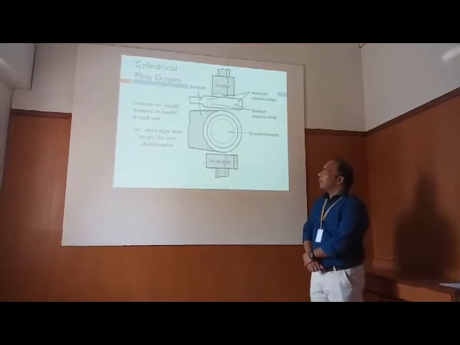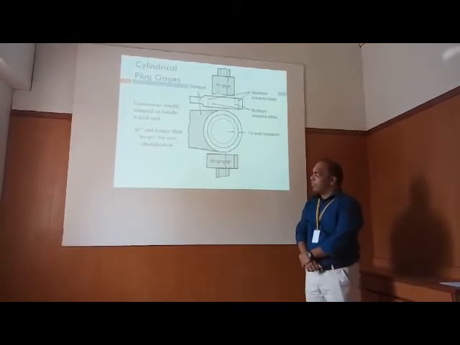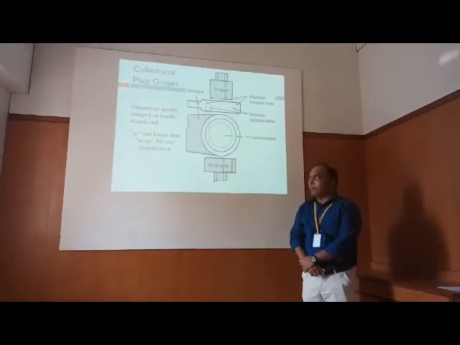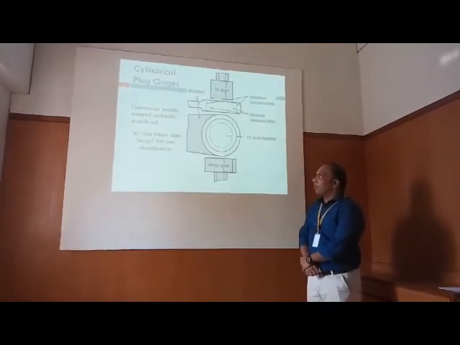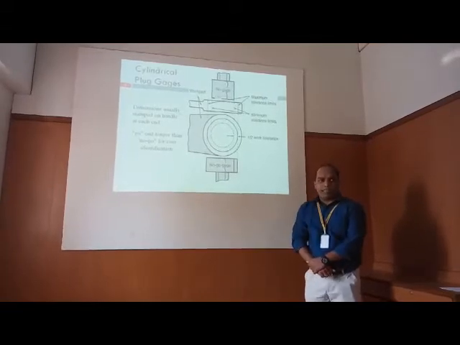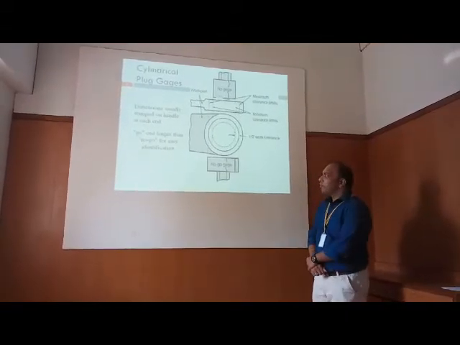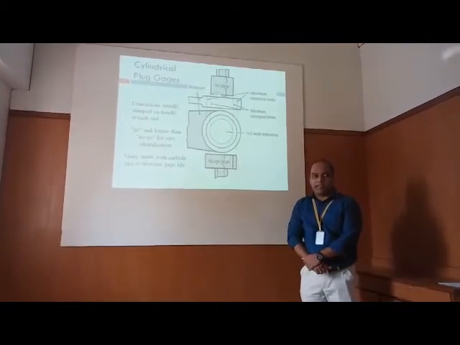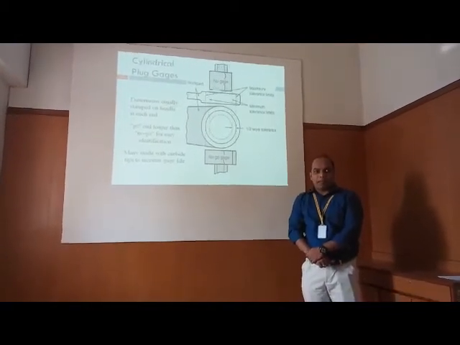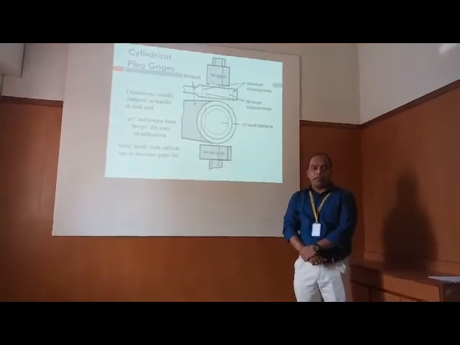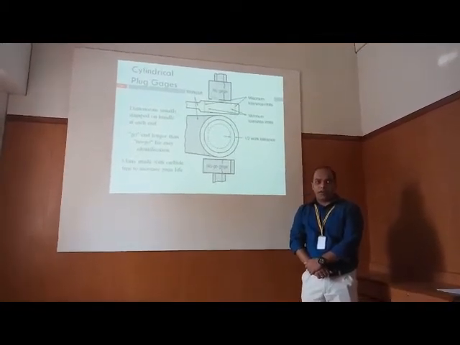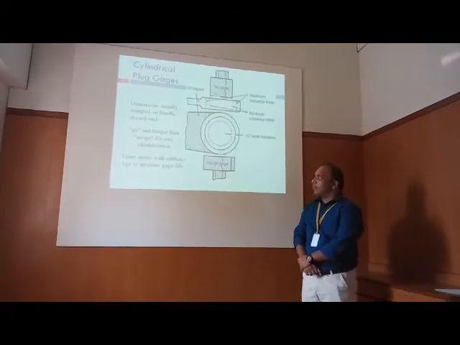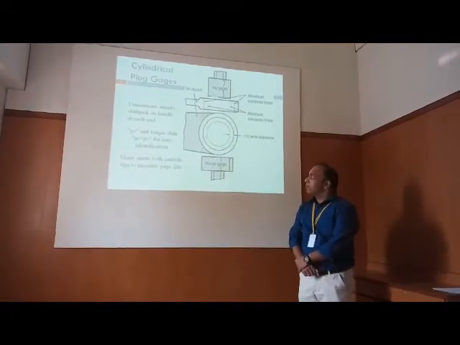The dimensions are usually stamped on the handle of each end. Therefore, it defines which gauge has to be used on which dimensions. The go end is always longer than the no go for easy identification. Many are made with carbide tips to increase gauge life. As we know, carbide is a very hard material, so it resists wear and tear. In order not to suffer from wear, the gauges are made with carbide tips.